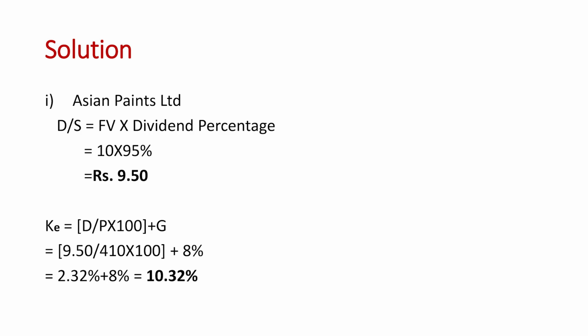But this is the growth method. What we have to do? We have to add the growth. They are given in the problem. That is how much? 8%. So, add that 8% to the 2.32%. Then we can get the 10.32% is the cost of capital of Asian Paints Limited under the dividend growth method.